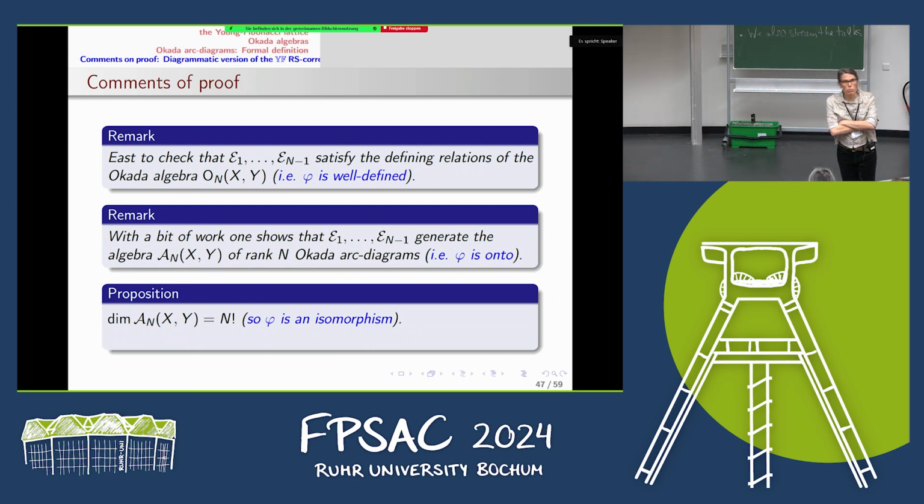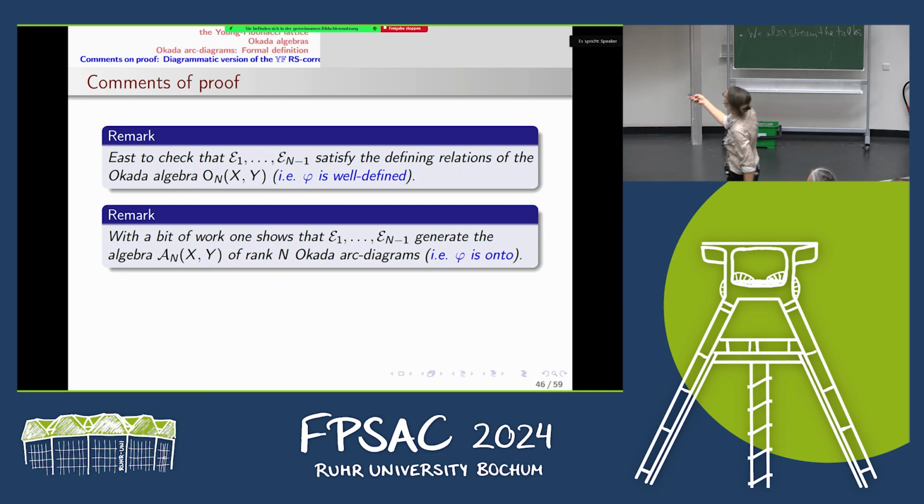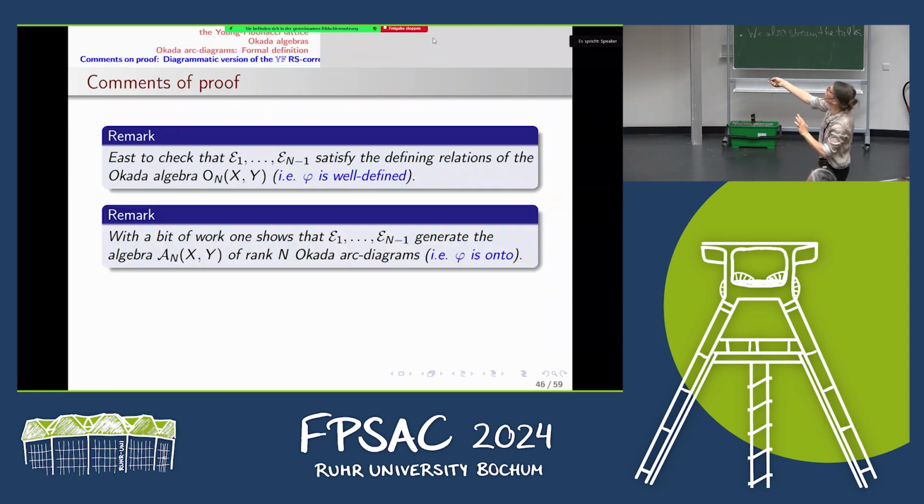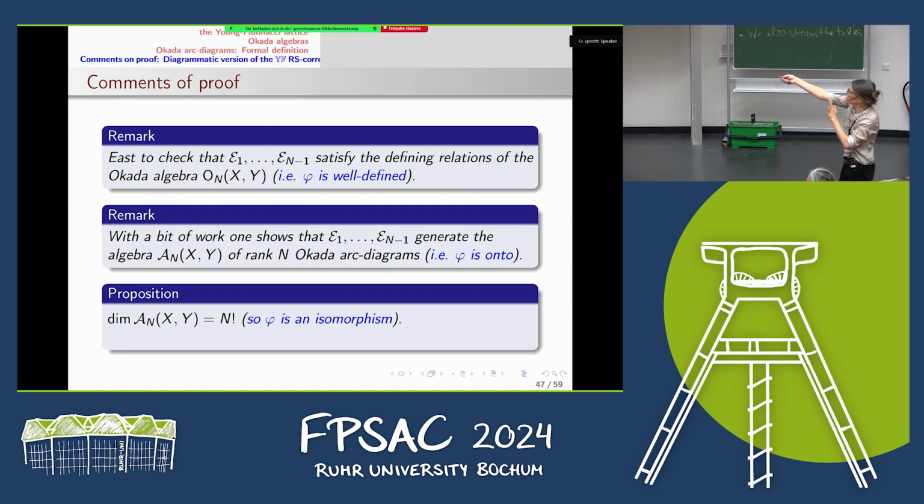Curly Ei is this picture here on the left. So it's a temporal Lieb generator where all of the horizontal strands get an H label of their height, and then you just have a special prescription for these two caps. Okay. So said differently, the number of Okada arc diagrams of rank n is n factorial.